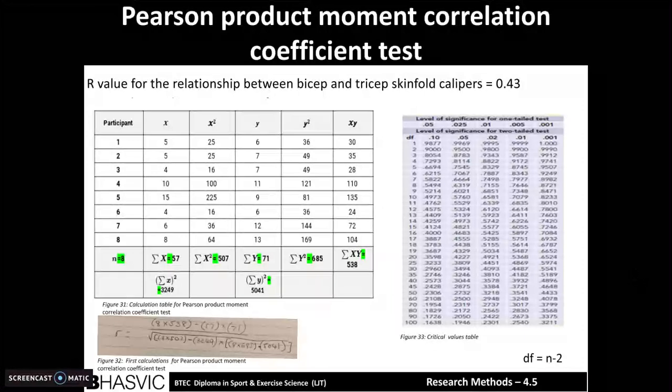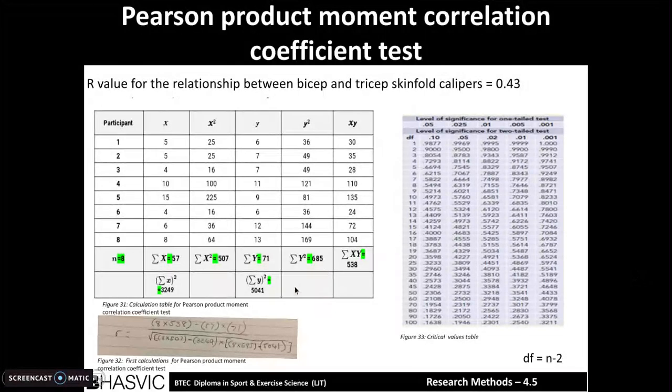Then I took the 4,304 and took 4,047 away from that to give me 257. So I had calculated the top number. Then I calculated the bottom half of the equation. So I did 8 times 507, which gave me 4,056.